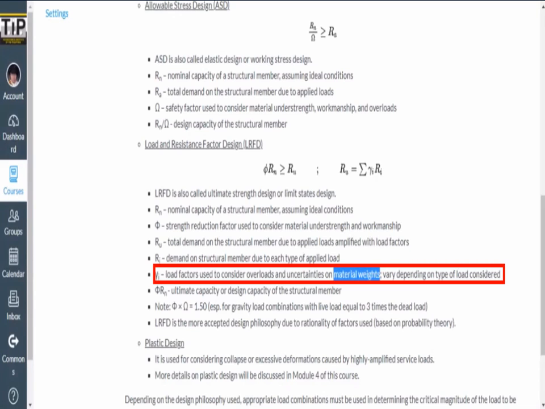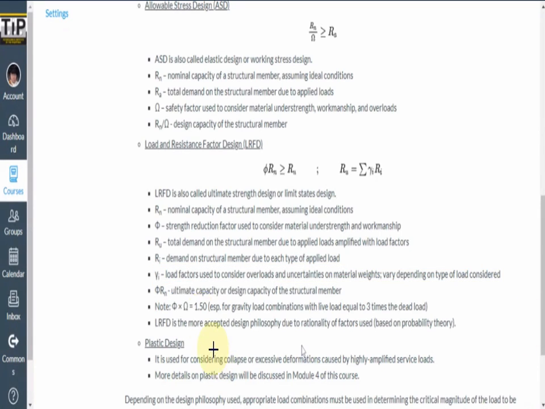Now this phi Rn right here is the ultimate capacity or design capacity of the structural member. In ASD, that design capacity is this one, the Rn over omega.